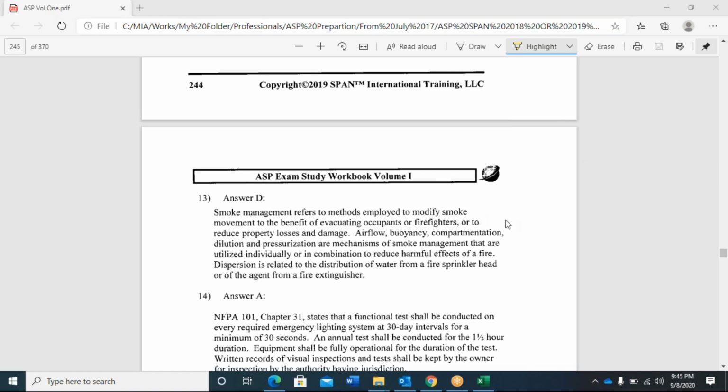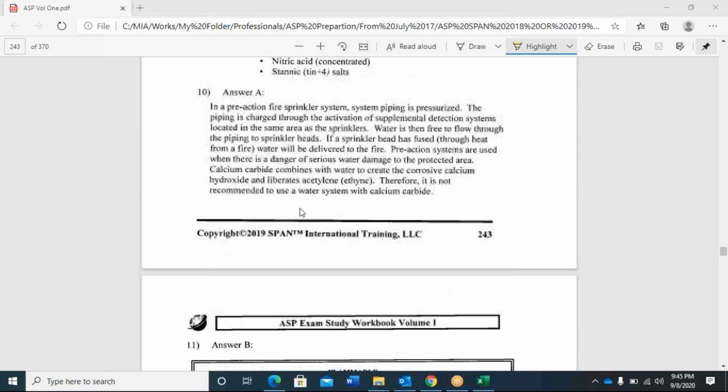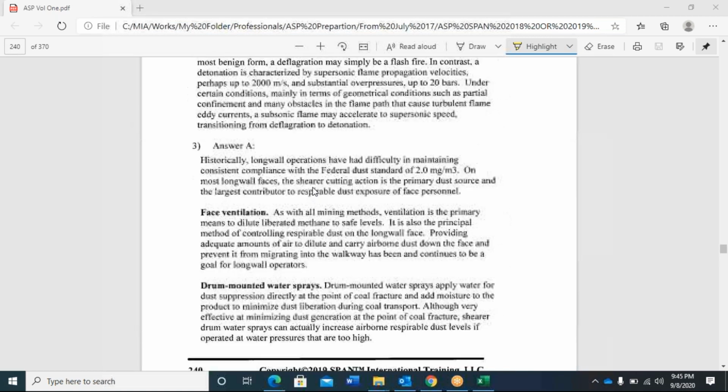We need to be clear about how we can use buoyancy forces to manage the smoke. And dispersion is the same as in the sprinkler system, how to disperse the water from the sprinkler to suppress the fire. Okay, it's very nice. So the next question is question number 18.